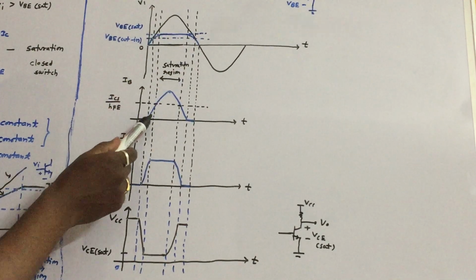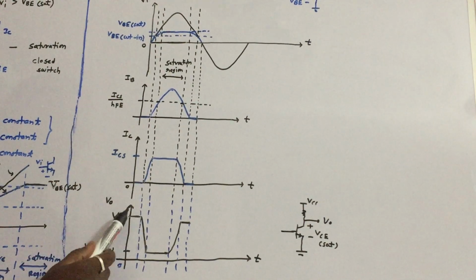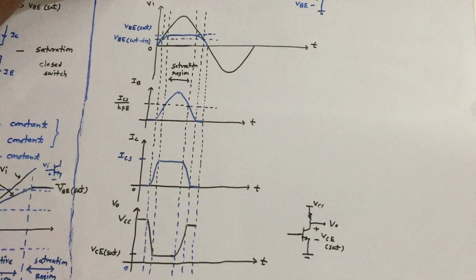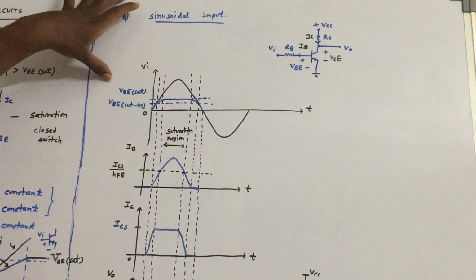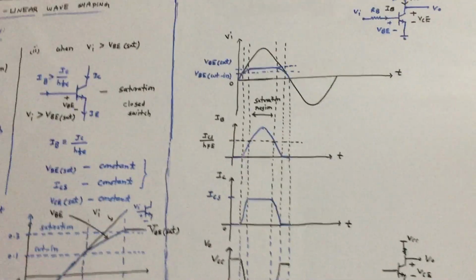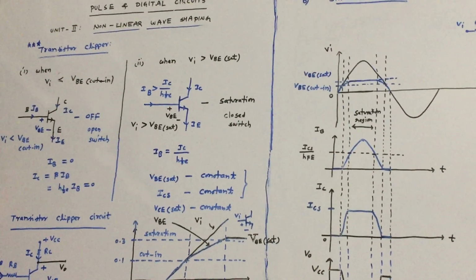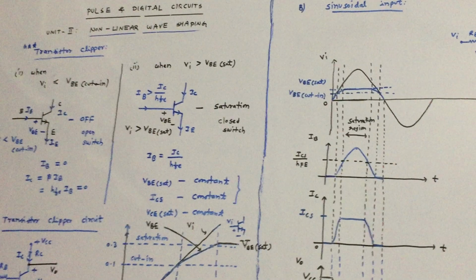This is the base to emitter voltage graph. This is the base current graph, and this is the collector current graph. This is the output waveform, which you have to mention, very very important, when a sinusoidal input is applied to the transistor clipper circuit. This is what you have to mention about the transistor clipper circuit. Very very important question in the examination. Thank you.